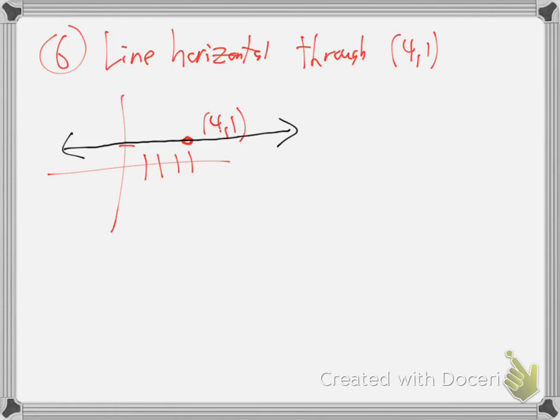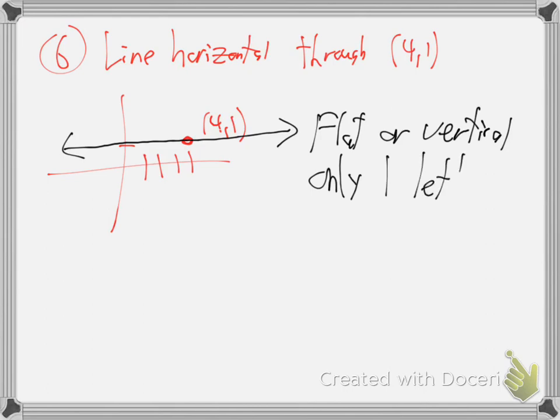Well, no, anytime a line is flat or vertical, do you know what that means? That means there's only one letter in the equation. You might know that already. If the line is flat or vertical, perfectly flat or perfectly straight up and down, no slant to it at all, then it only has one letter, like only X or only Y.